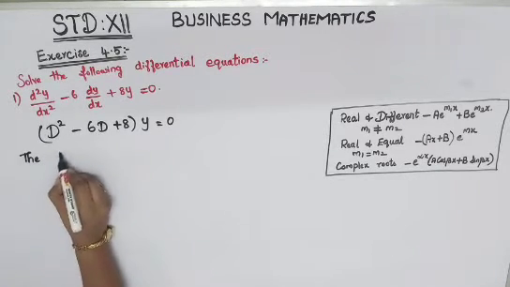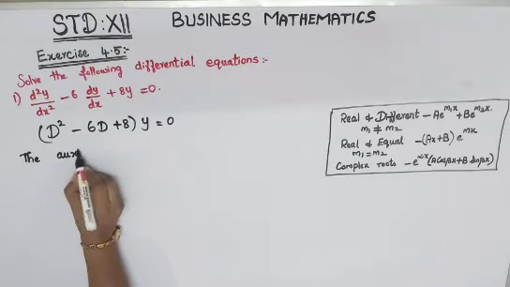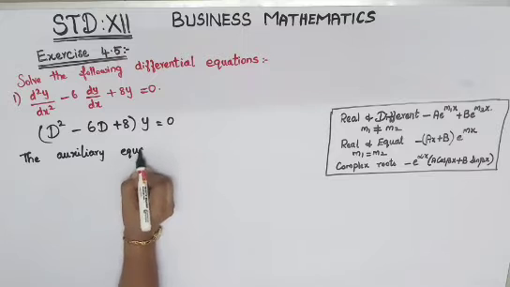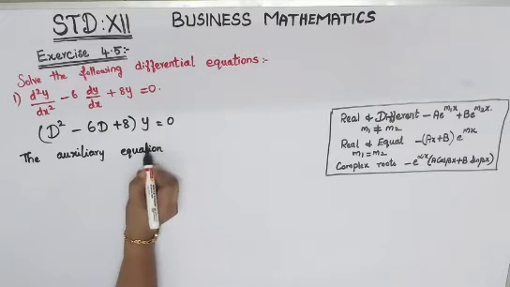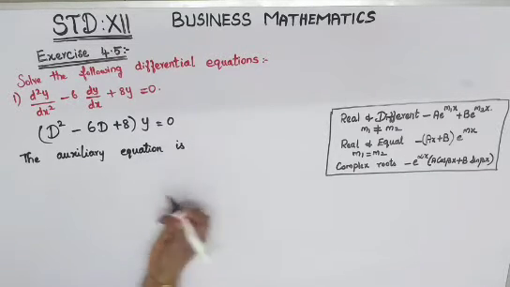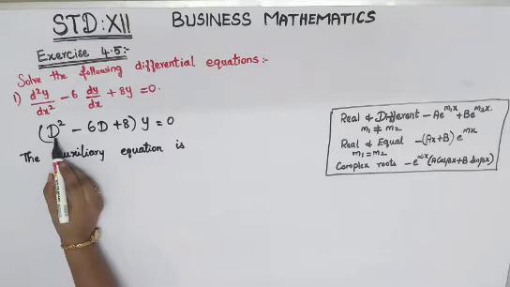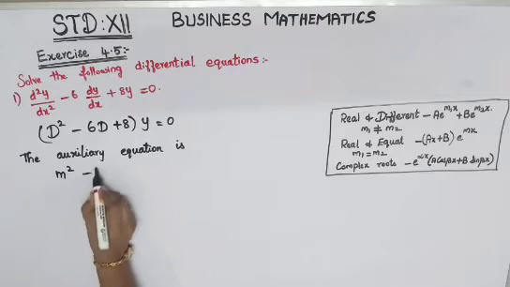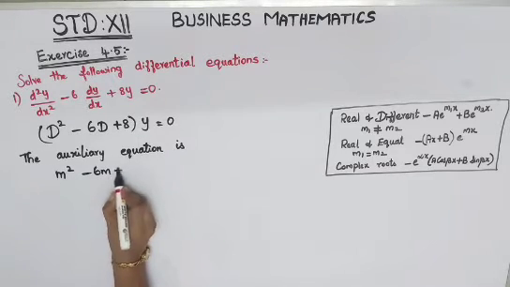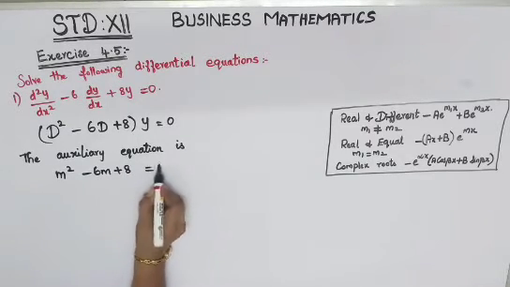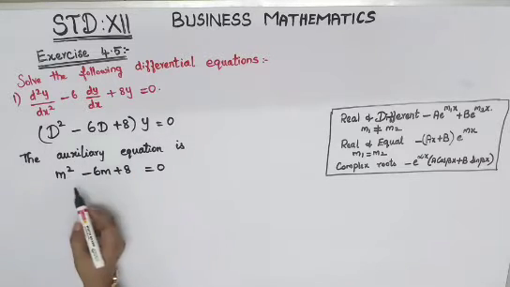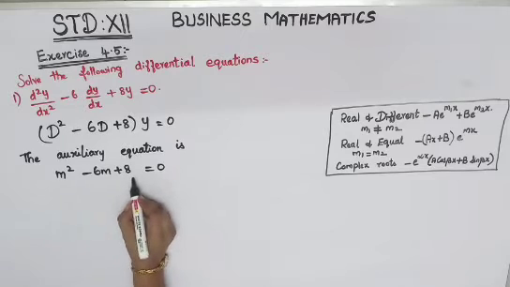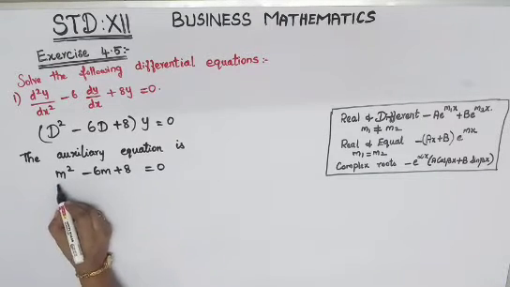So the auxiliary equation is nothing but convert your D to m. Okay, small m you will have to convert it. So it is m square minus 6m plus 8 is equal to 0. This y you will have to remove when you are writing your auxiliary equation. So now this has become a quadratic equation in the format of m.